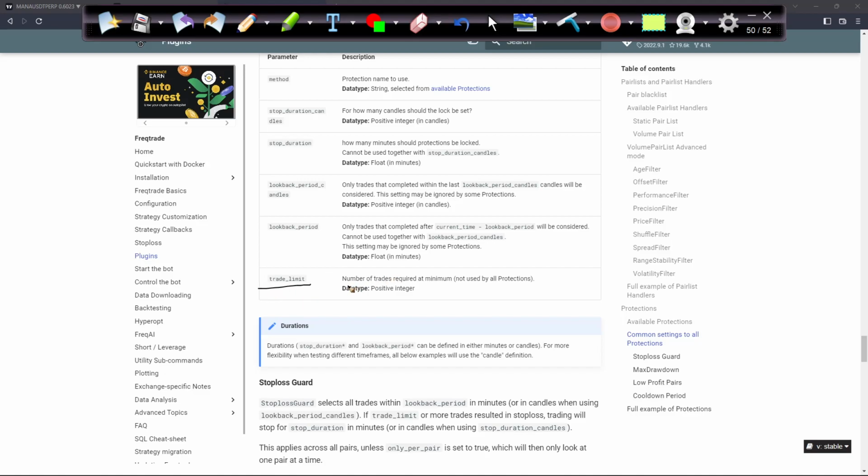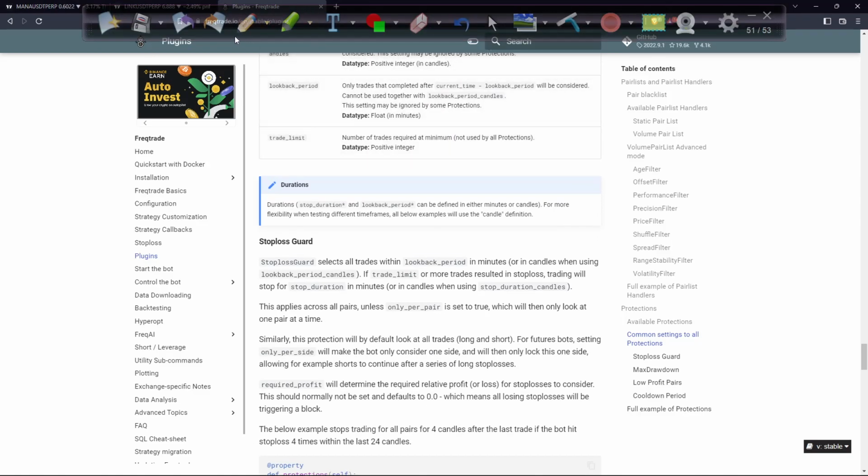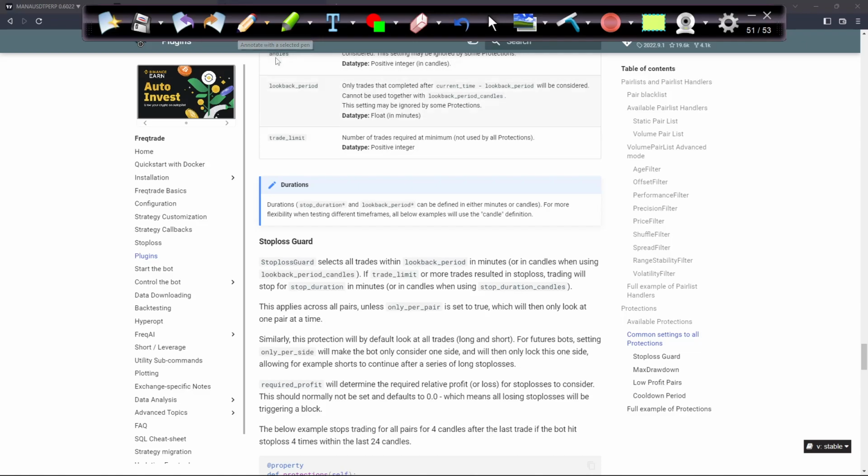And then trade limit is the minimum number of trades required, not used by all protections. So let's go on. It is the trade limit, whether we want to enter for particular pairs per day, 5 trades can be considered or 10 trades can be considered. We don't want to enter indefinitely.